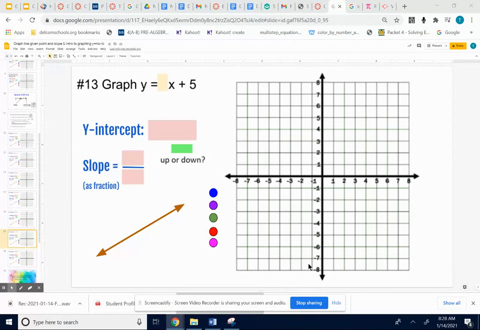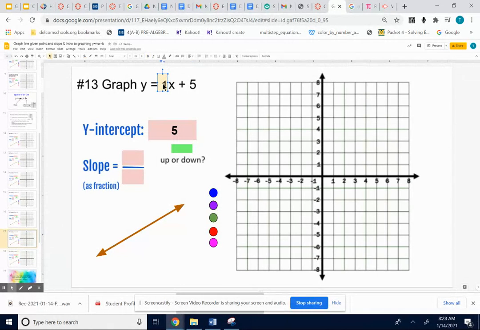Okay, problem 13. y equals x plus 5. We said the number at the end is the y-intercept. The number at the end is a 5. But we said the number in front of the x is the slope. Now, since on this problem there is no number in front of the x, do you remember what number is understood to be in front of an x if there isn't one there?